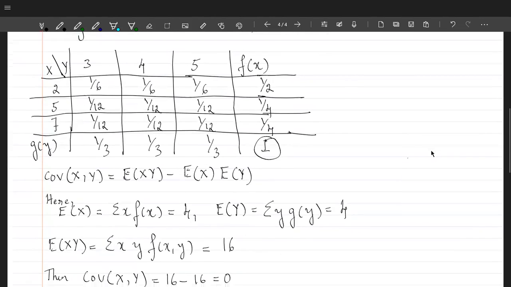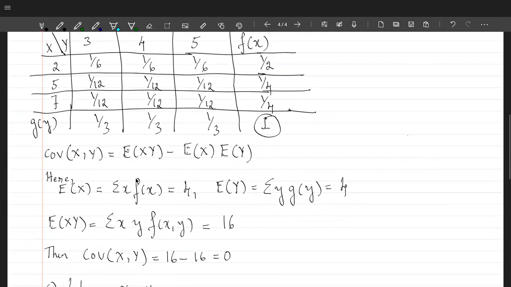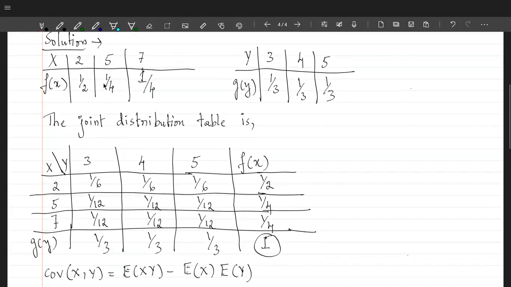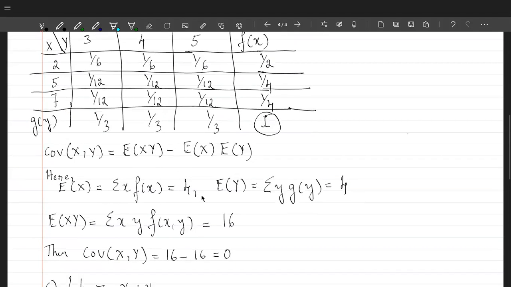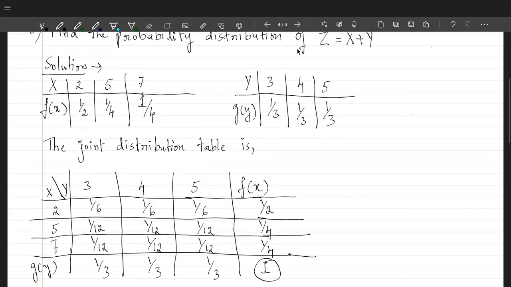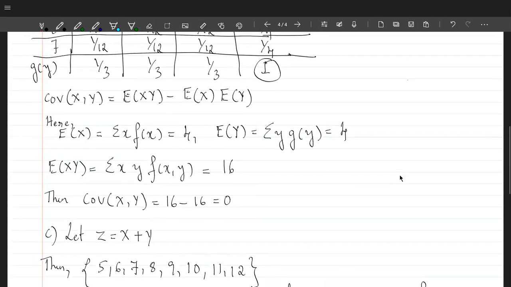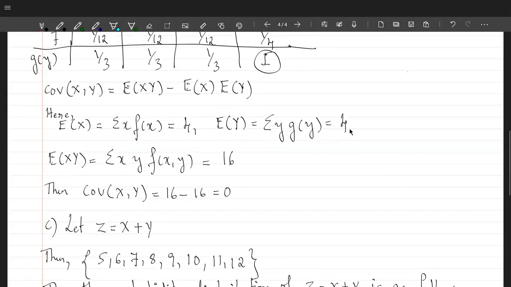Now after this, what we can calculate is the covariance of x comma y, which is equal to expectation of xy minus expectation of x into expectation of y. So expectation of x is equal to summation x into f of x. So use this marginal probability distribution and calculate the value of e of x. Then e of y is equal to summation y into g of y. So using this table, calculate the value of e of y, that's equal to 4.